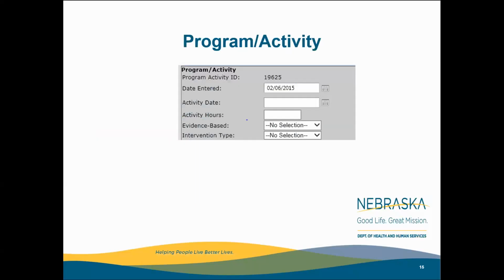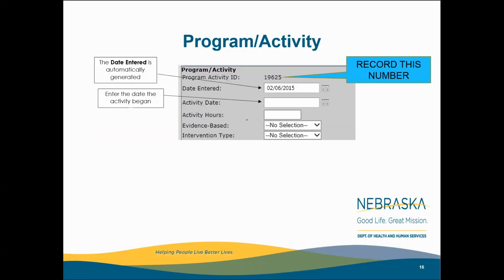So the first thing that you'll have to answer when you start data entry, there will be this program activity ID number, which is generated by the system. You cannot change it. You cannot modify it in any way, but I do recommend that you keep a record of this number in case you need to edit the entry or copy it in the future. The date entered auto-populates to the day that it is, and you can change that, though I'm not sure why you would need to, but you can if you need to.